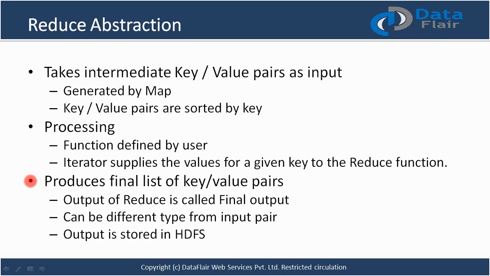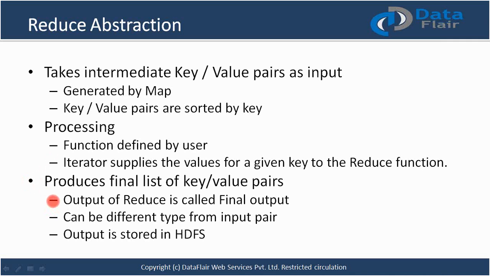It produces a final list of key value pairs. Now guys, understand this. Input to mapper, list of key value pairs. Output from mapper, list of key value pairs. Input to reducer, list of key value pairs. Output from the reducer, list of key value pairs. Frankly speaking guys, whoever understands this key value concept will become an expert of MapReduce. Just to understand MapReduce, you should understand key and value. What is exactly the key, what will be the value, and how to handle different types of keys and values based on your requirements.